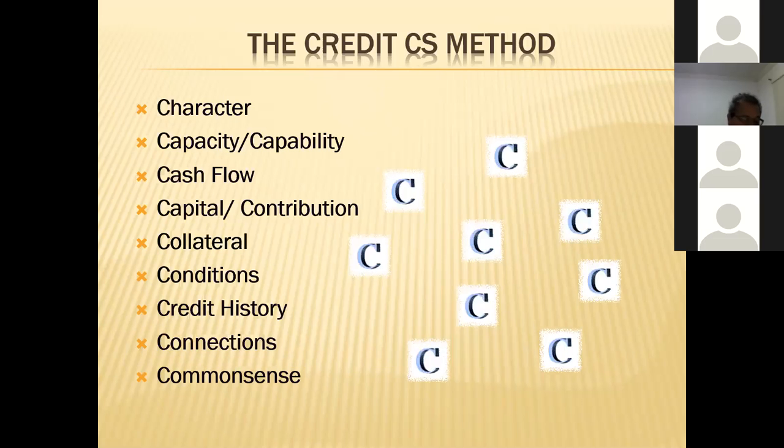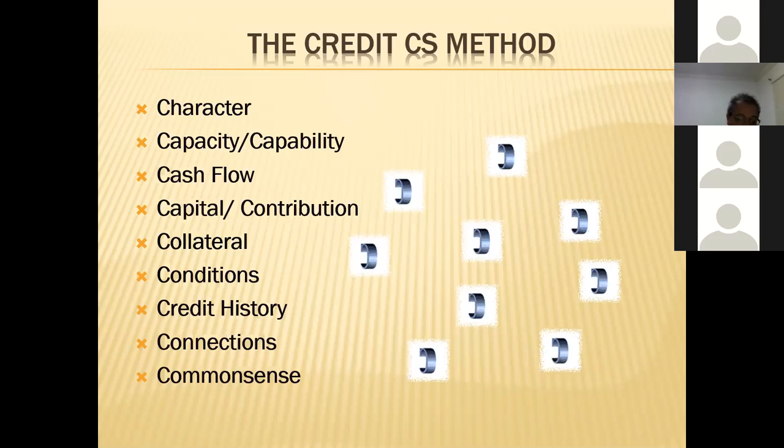You have capacity or capability, which is similar to ability in CAMPARI, and that's the client's ability to meet payments. Then you have cash flow. That is similar to ability in CAMPARI, but is more associated with businesses. So it's the business's ability to meet payments.